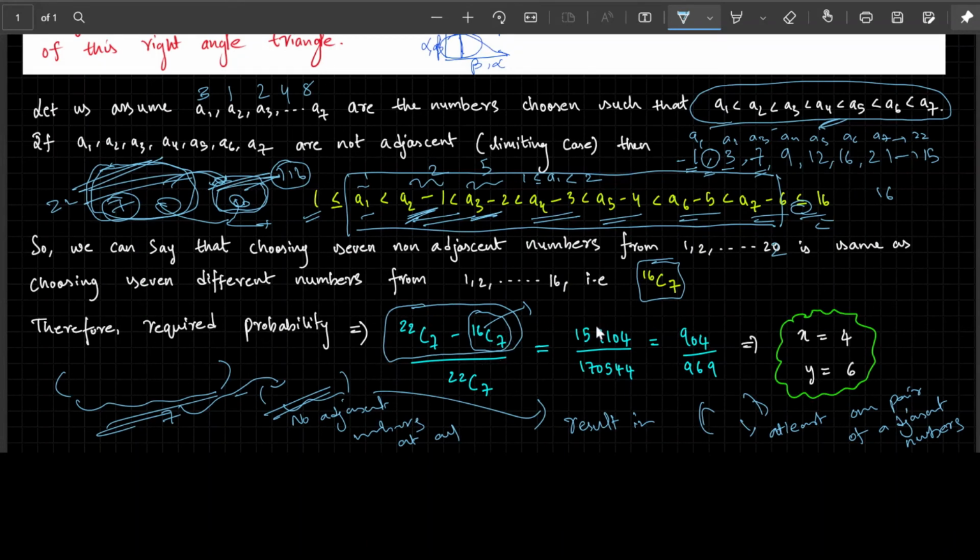So when you subtract this, you'll be getting 159104 divided by 170544, and that is equal to 904 by 969. And when you see that this is the simplified version, you cannot simplify any further. So you get x is equal to 4 and y is equal to 6, and this is how you do it. I hope you guys actually understood this.